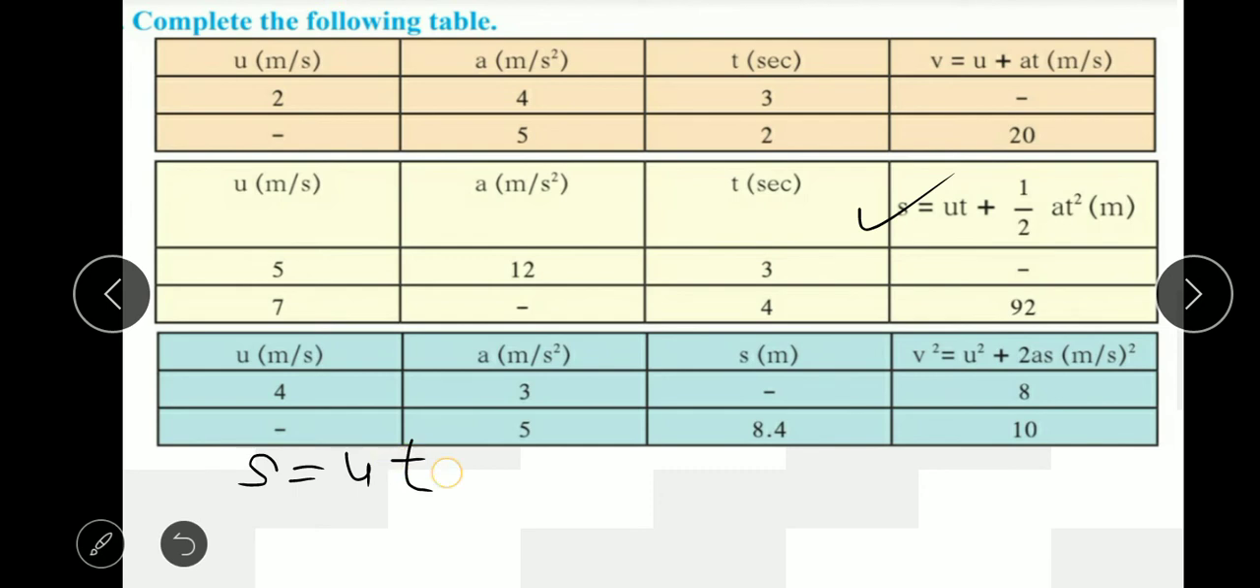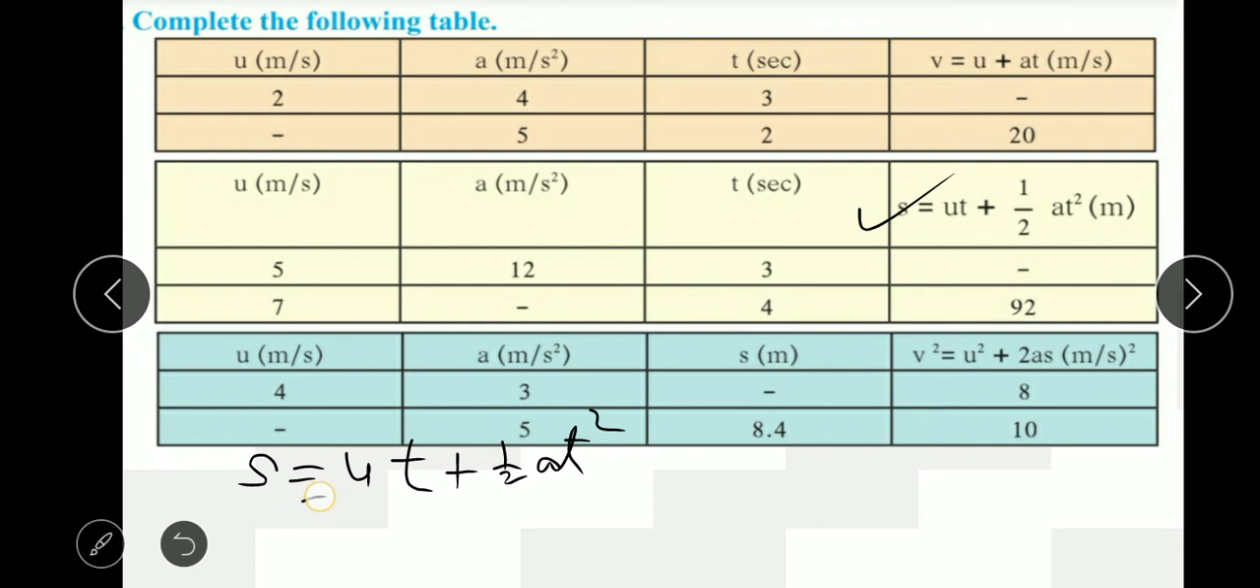Half at square, students. So I have written s equals ut plus half at square. Now I'll just substitute all the values given over here.